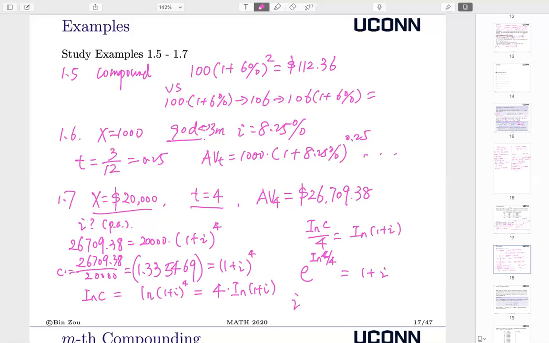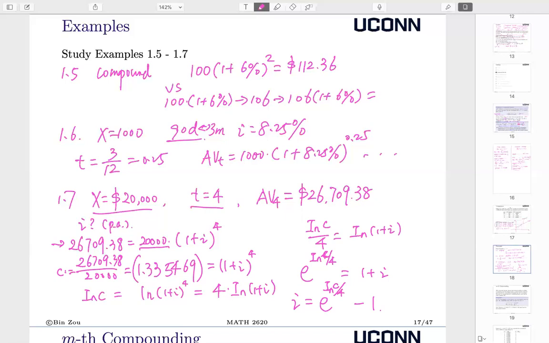Okay, finally, I know my i is e to the power of log c divided by 4, minus 1. You should get the final result in one step. You don't need to record all the numbers, because you can type in this number and then divide by 20,000. You will get this constant c, which is 1 point something. There's no need to record.